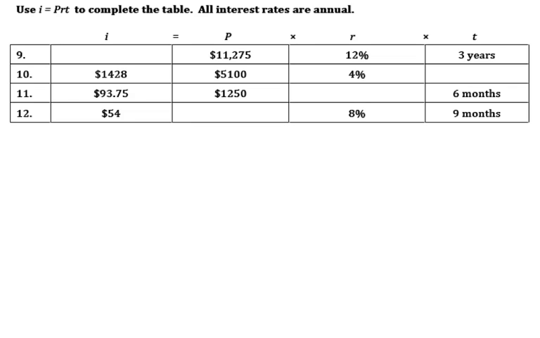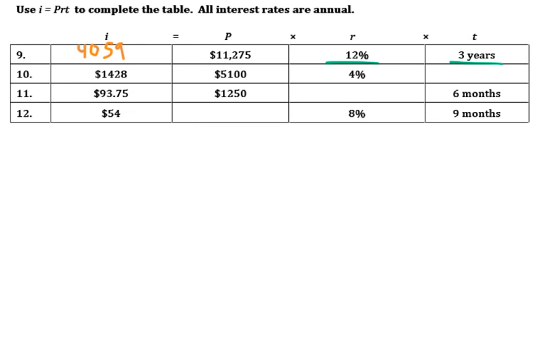Now, we use that to figure this out. They're giving us all the pieces on this one. We just plug it in like we've been doing. So 11,275 times 0.12 times 3, and the interest you earned is 4,059.